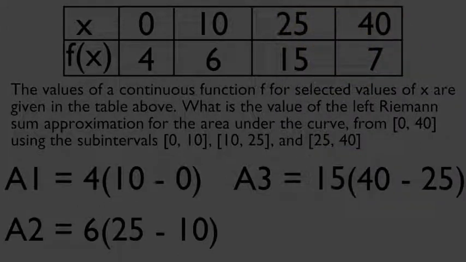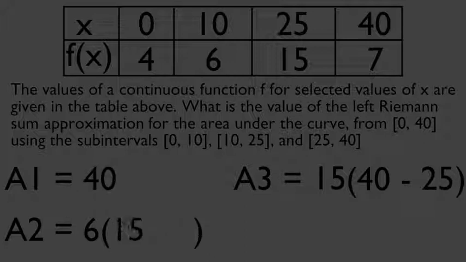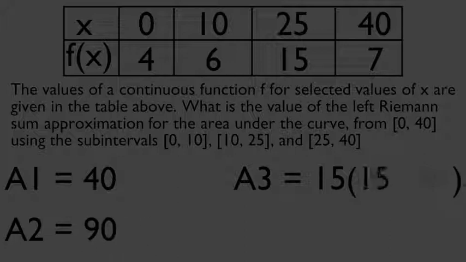Now we can reduce these down to find the area of each one of our rectangles. 10 minus 0 is just 10. 10 times 4 is 40. 25 minus 10 is 15. 15 times 6 is 90. Now 40 minus 25 is 15, and 15 times 15 is 225. So now we have the area of each one of our rectangles.